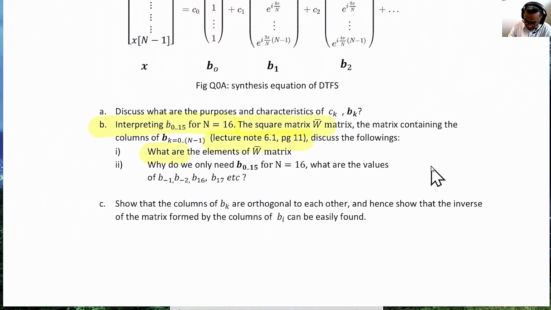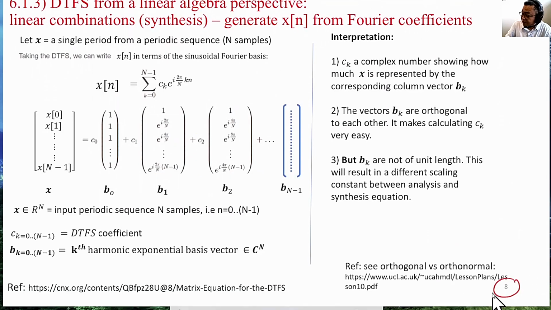So we're asked, what are the elements of W bar and why do we need B0 to B15 for n equals to 16? And is there such thing as B-1, B-2 or B16, B17? Let's now answer the questions using the slides of our lecture notes. Let's first go to page 8 of our slide.